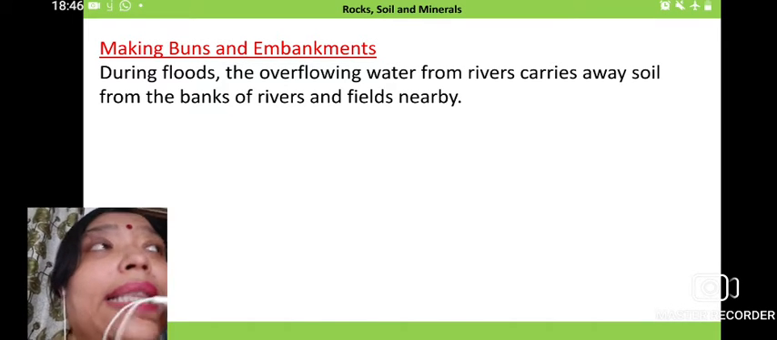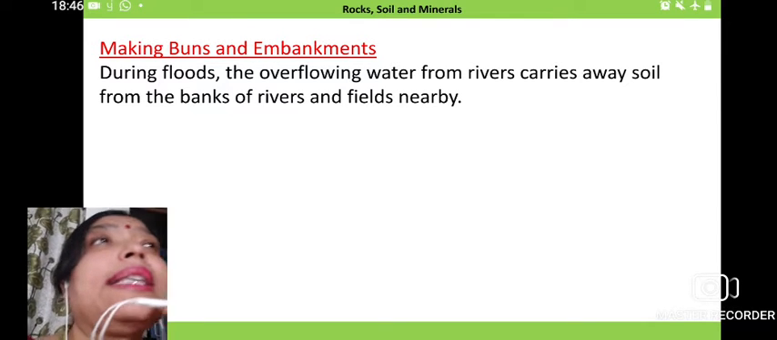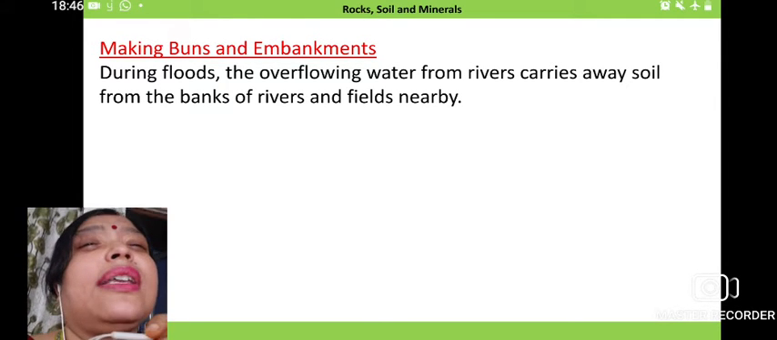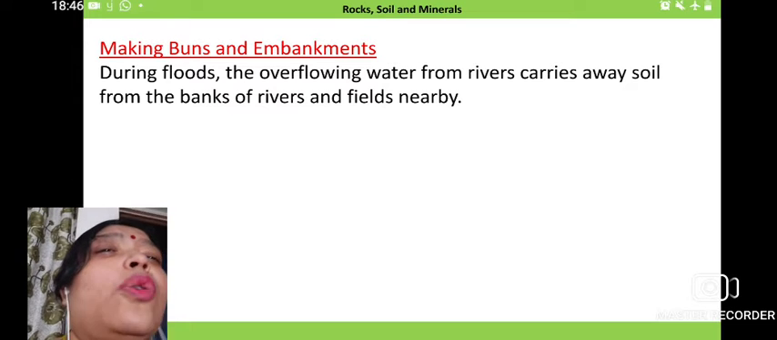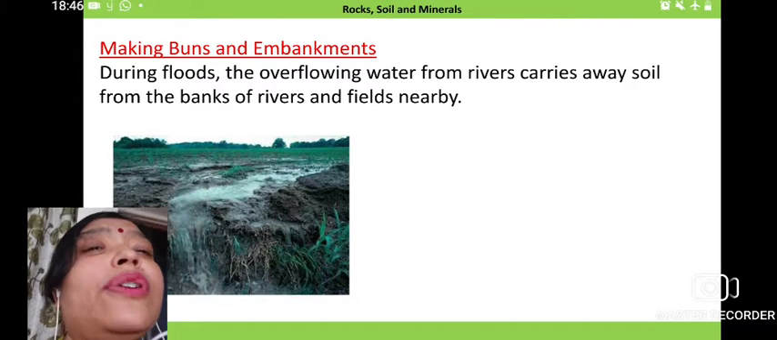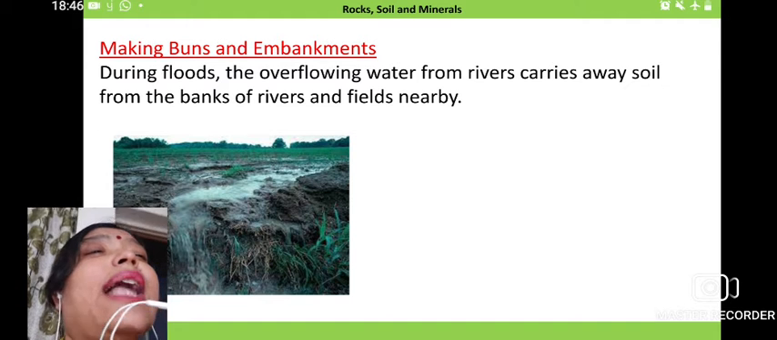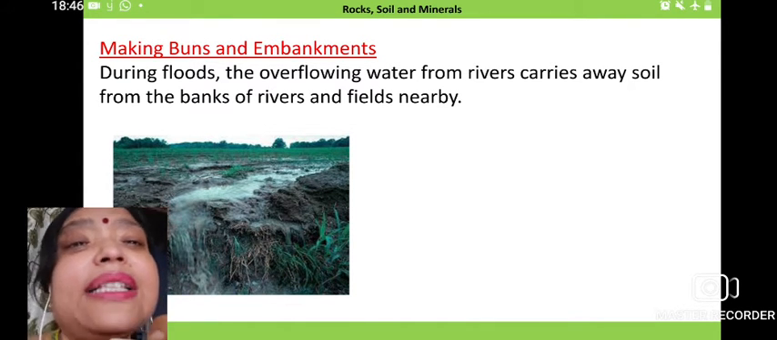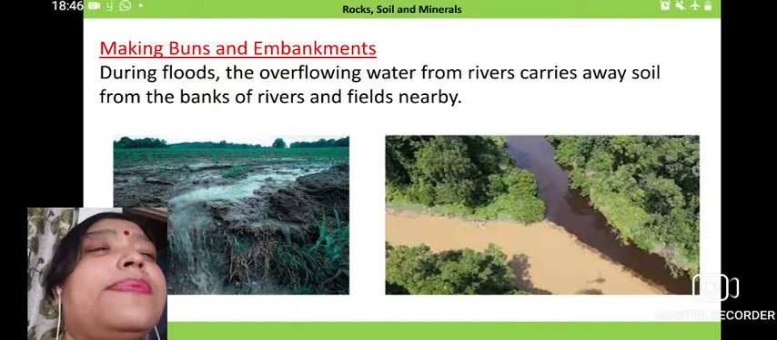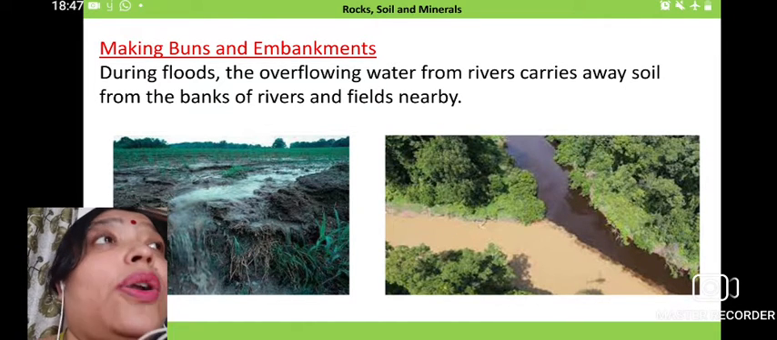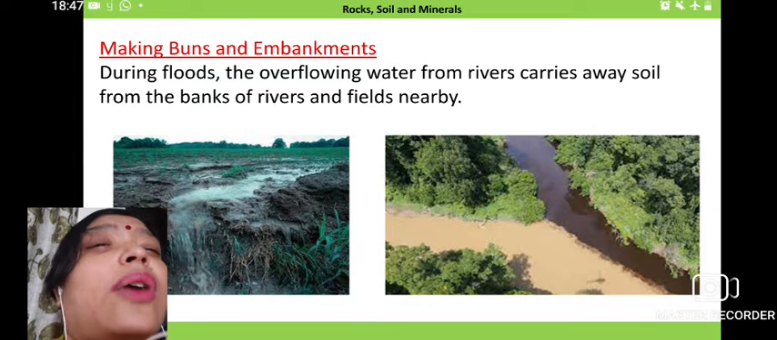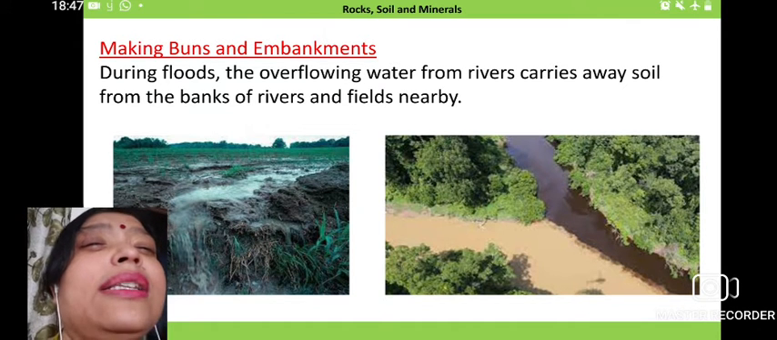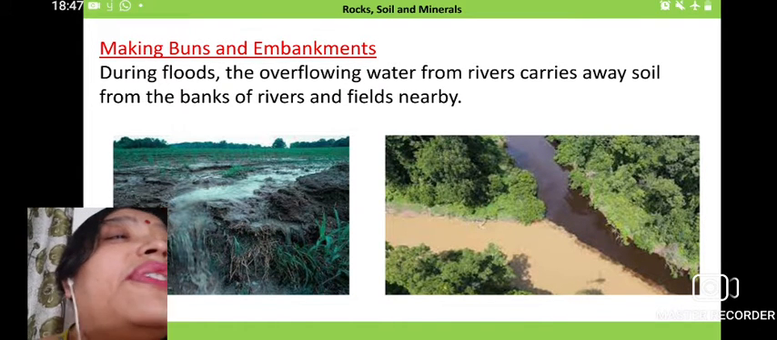Next, in this process, making bunds and embankments is very essential. Like during a flood, there is overflowing water from the river which carries soil away from the banks of the river and the nearby fields. You can see here how, during a heavy flood, the soils are carried away by the river or water body to the nearby fields.